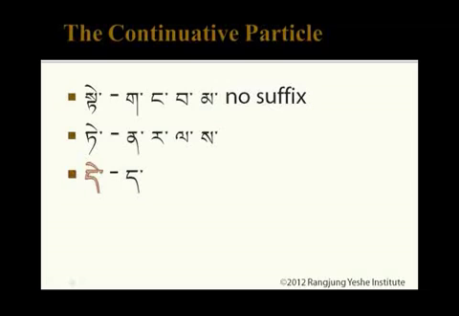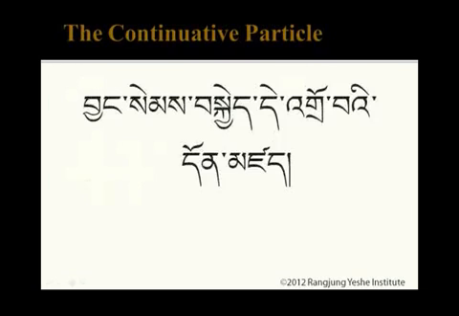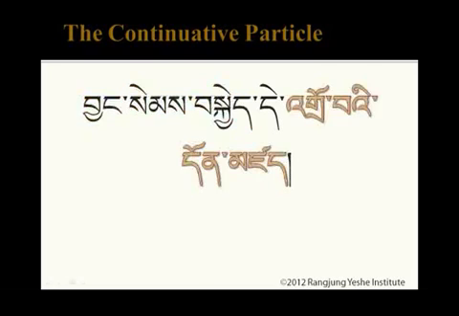Let's look at an example of how this particle is used. Changsem kye de jowe dunze. The sentence before the de particle is changsem kye, one generates bodhicitta. The sentence after it says, one accomplishes the benefit of beings.